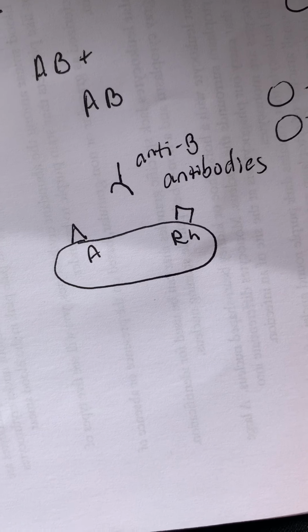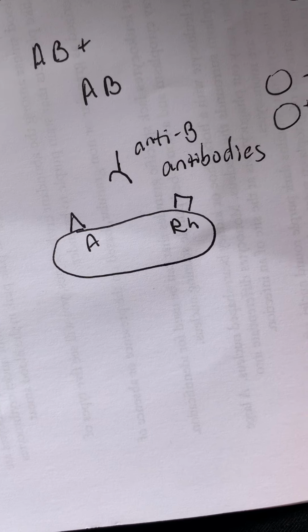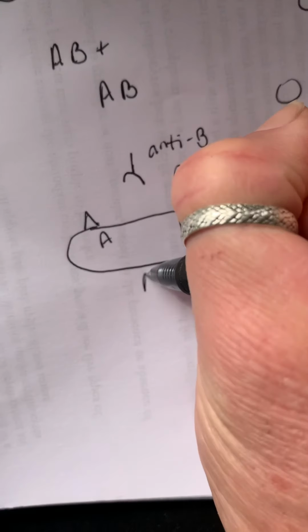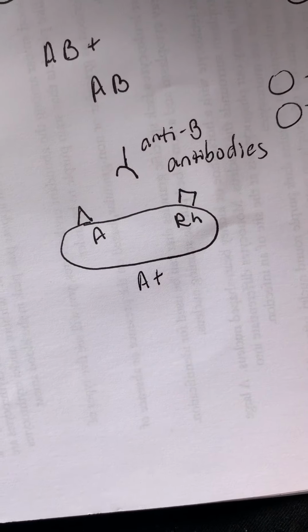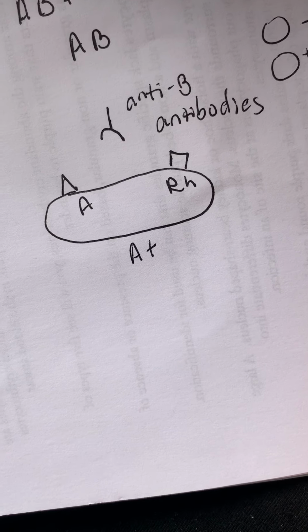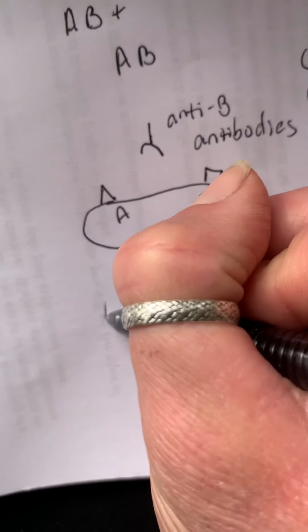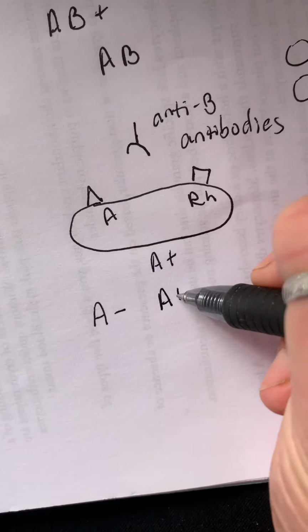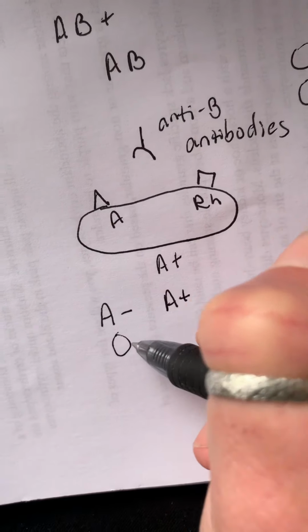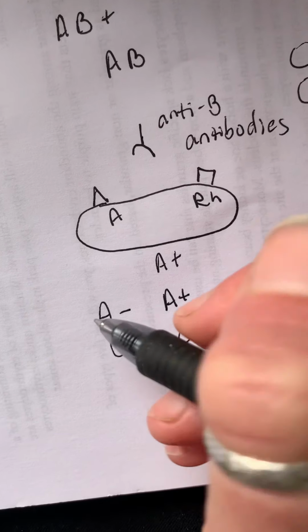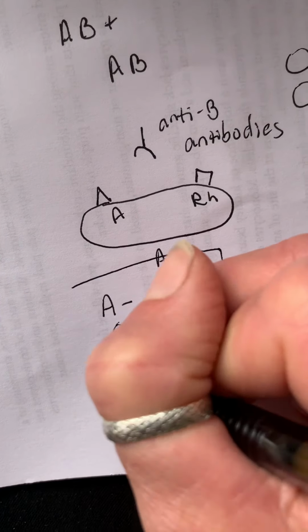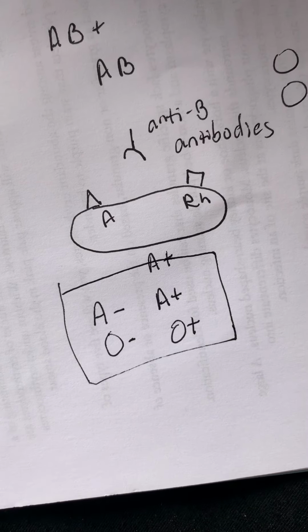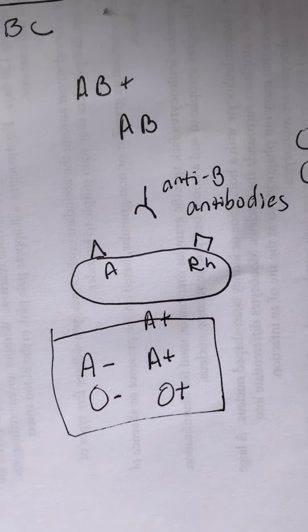And as far as the blood type that this person could receive in a transfusion, they're A positive, that's their blood type. So the type of blood they could receive could be A negative or A positive, or O negative or O positive. Okay, so those would be their options as far as the type of blood that person could get in a transfusion.